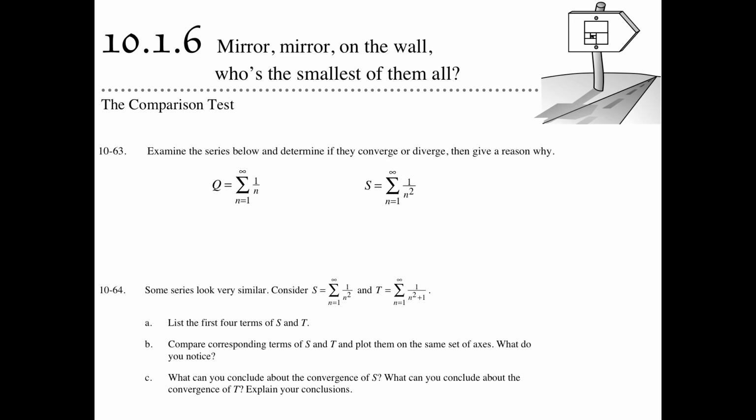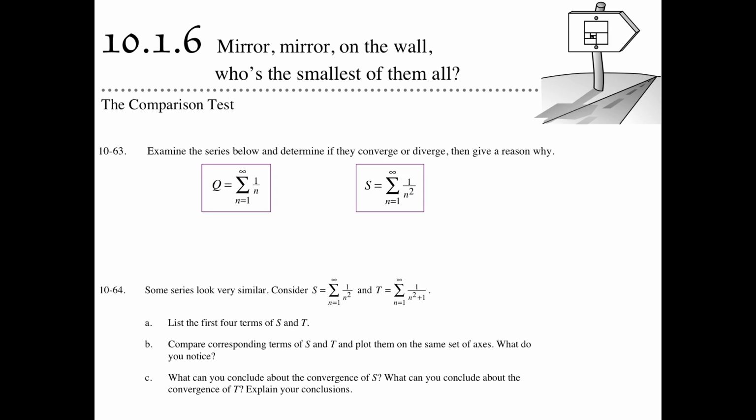Lesson 10.1.6 introduces the comparison test, that is, the direct comparison test, as opposed to the limit comparison test, which will be the theme of the next lesson, 10.1.7. So keep in mind that this lesson and the next one are closely linked. We'll start this exploration with problem 10-63, which reviews 2 infinite series that students have seen many times at this point. The series for 1 over n, which will be called series Q today, and the series for 1 over n squared, which today we will call series S.